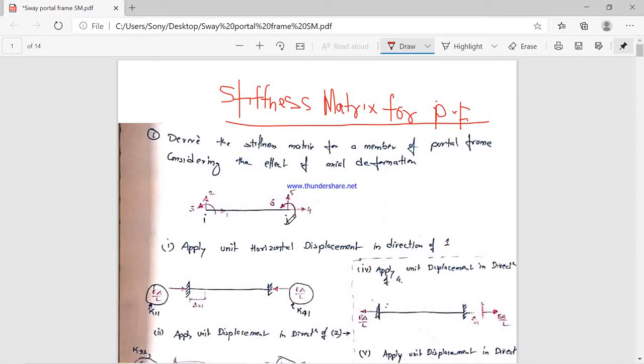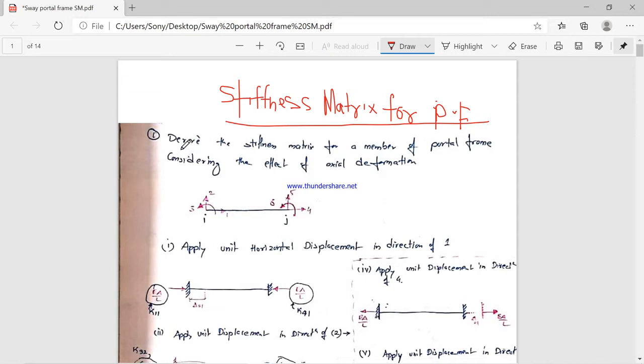Today we will start with the last topic of the stiffness matrix case, that is the stiffness matrix of the portal frames. Okay, so before going to the numerical, first of all we will see the formulation of the stiffness matrix for the portal frame subjected to the effect of the axial deformations. So this derivation is always asked in your examination for 7 marks. Okay, so let us see.